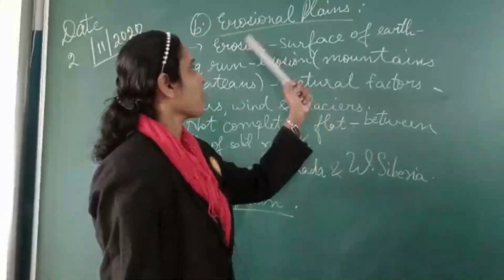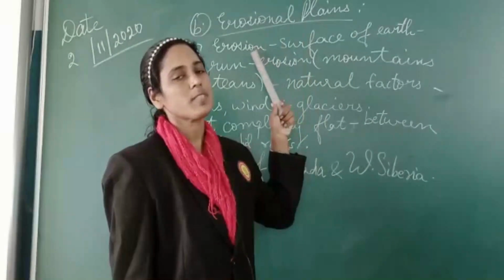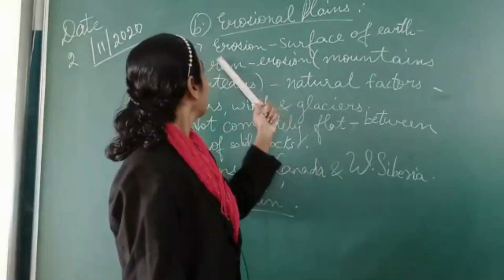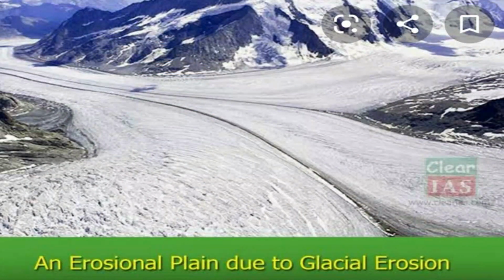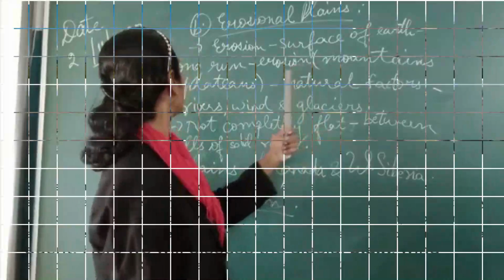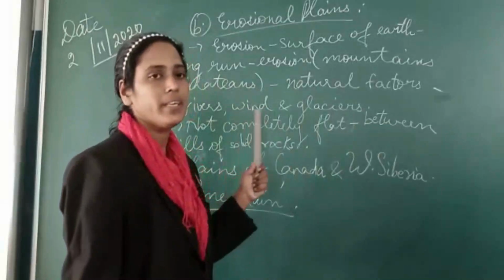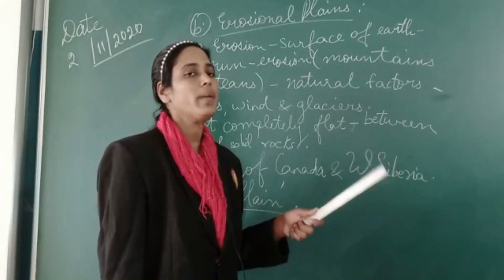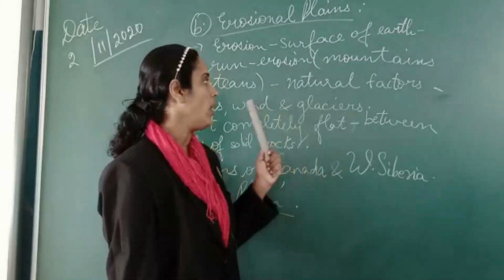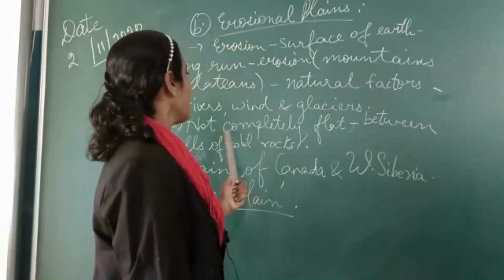The second type is erosional plains. See students, from the name itself we can understand, because of erosion of soil, these plains are formed. Erosion on the surface of the earth over the long run. And this erosion takes place in the mountains and plateaus. Natural factors are responsible for erosion of soil: extreme wind, extreme rainfall, or because of human activities, erosion of soil takes place. Glaciers and rivers are also responsible.